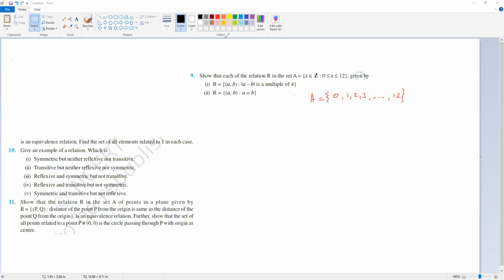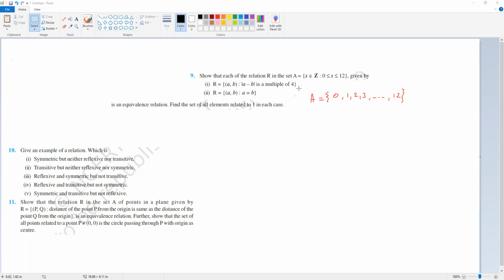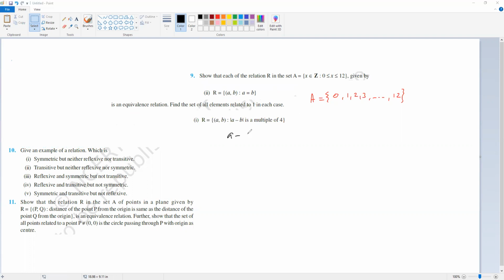Now we have to prove that it is an equivalence relation. So first relation, look: a minus a is a multiple of 4. So for any number a, a minus a, which is 0, is a multiple of 4, isn't it? So that means it is reflexive, correct?